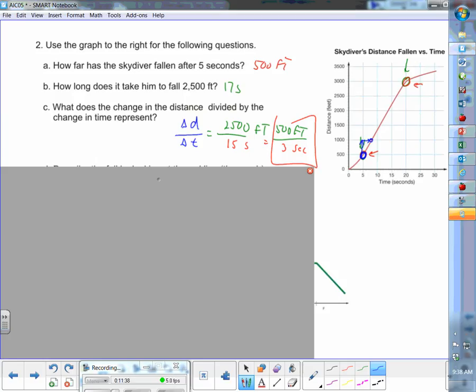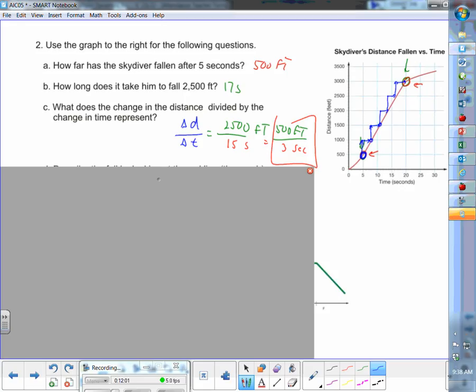I'm going to go up 500 feet again. I'm going to go over. Now what am I at? 11 seconds, right? 3 more. Every 500 feet up is 3 more seconds. Now I'm at 14 seconds. 500 feet over, I'm at 17 seconds. 500 feet over, I'm at 20 seconds.